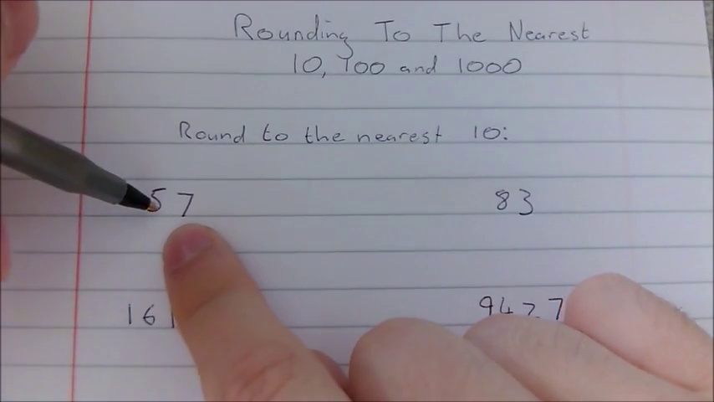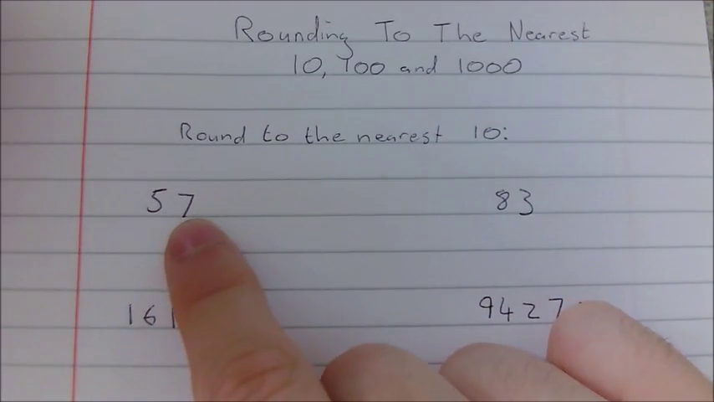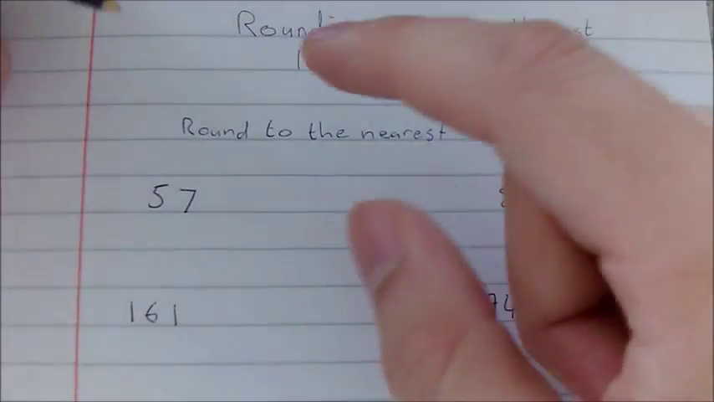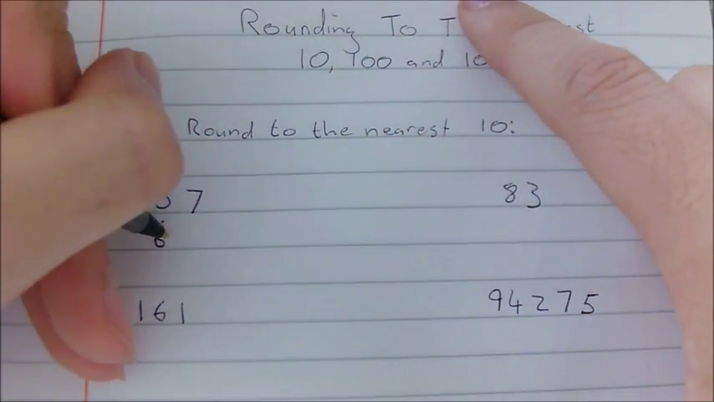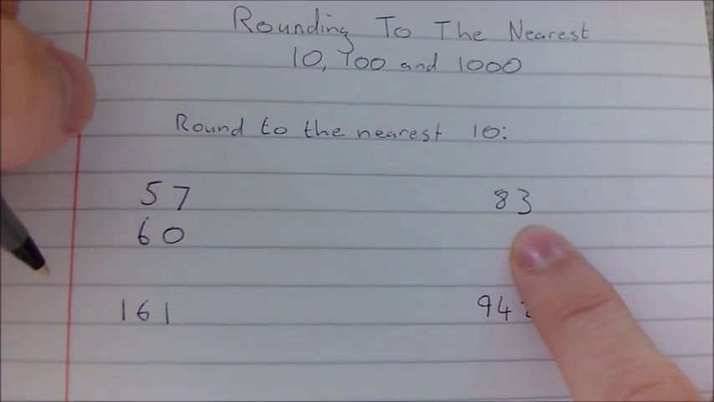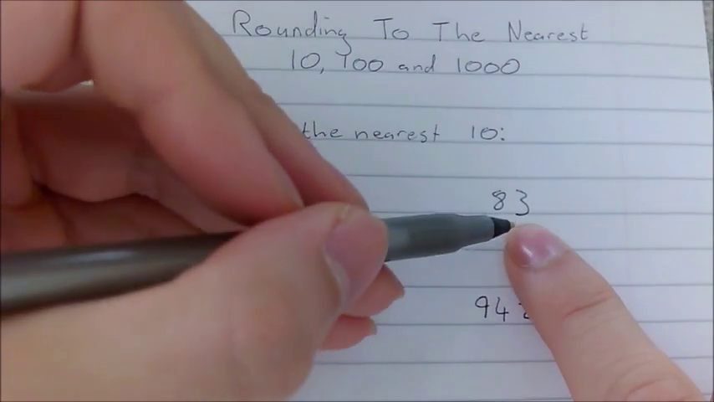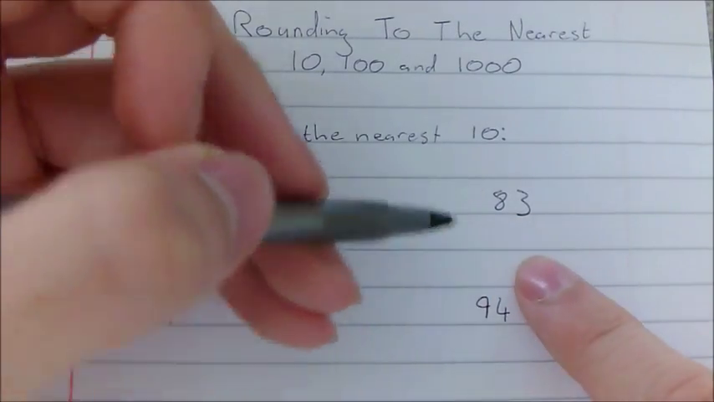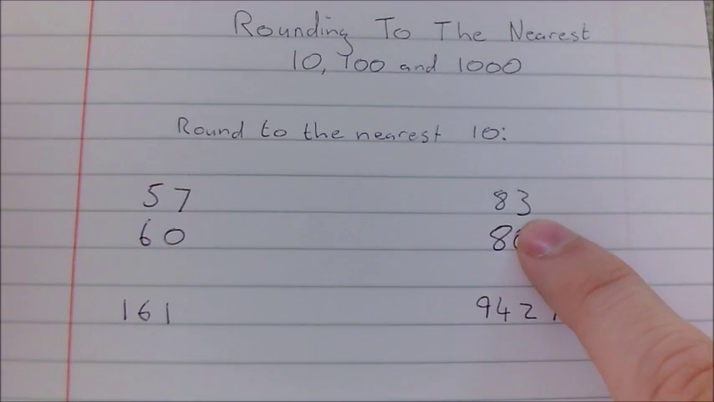So we look at the units in this question. The unit is 7, so it's 5 and above, which means we round up to the nearest 10, which is 60. And here the unit is 3, so we're going to round 83 down to 80, because the unit is below 5.